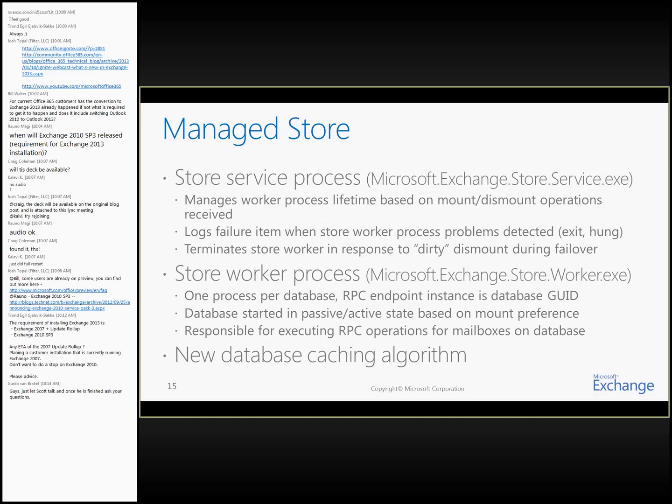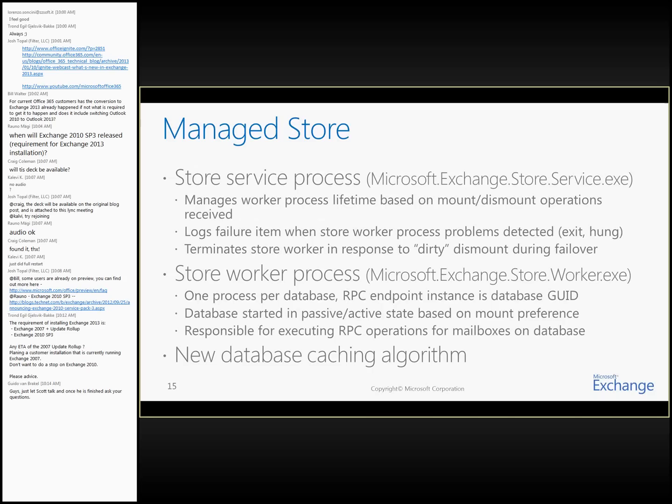Now, the store process controller is very thin and very reliable, but if it does die or is terminated, then all worker processes die. They'll detect the service process is gone and they will exit. The store process controller monitors the health of all store worker processes on the server. And any forcible or unexpected termination of the store service will cause an immediate failover of all active database copies.